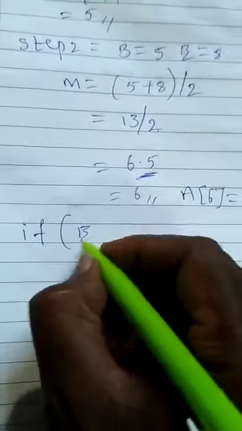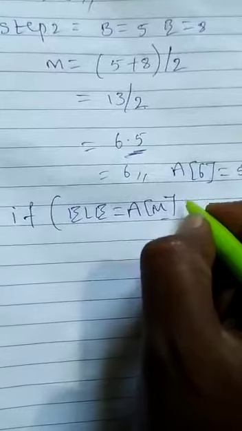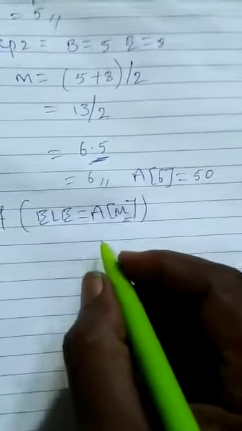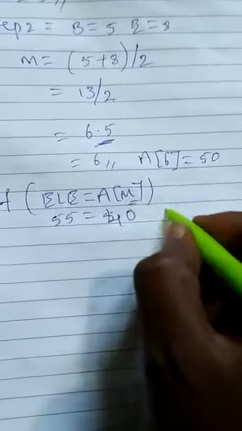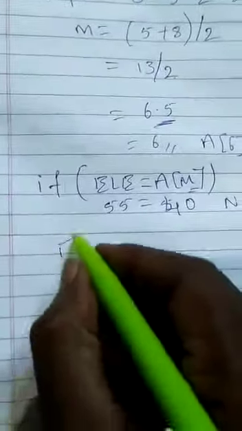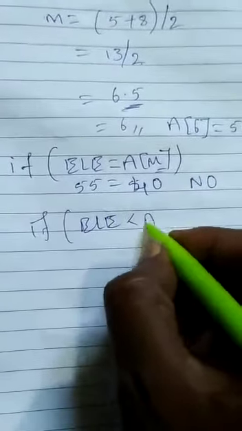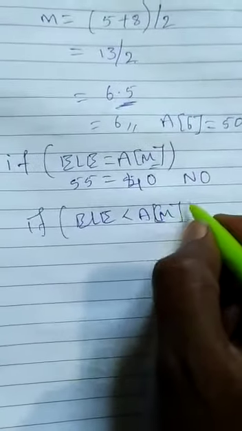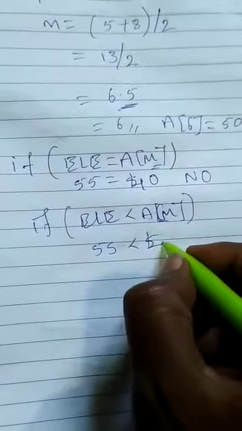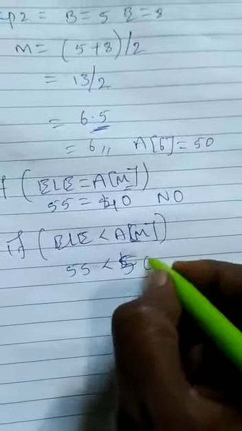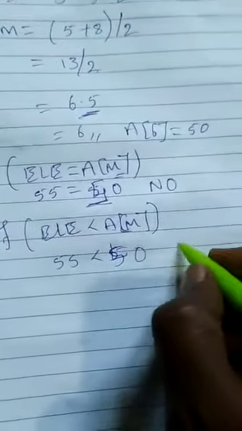If element is equal to a of m, that is, is 55 equal to 50? No, this condition is also false. Then we go for the second condition: if element is less than a of m. Is 55 less than 50? No, this is also wrong.